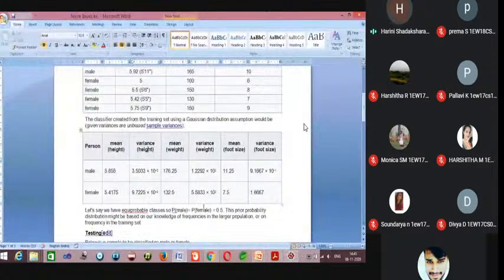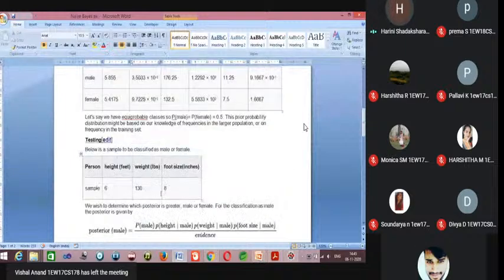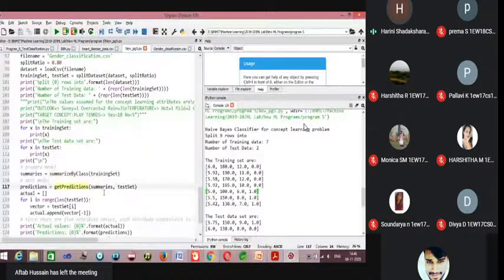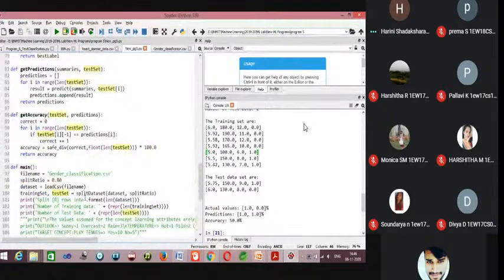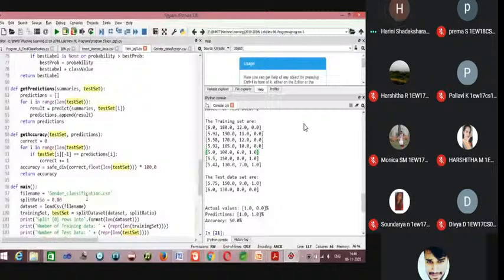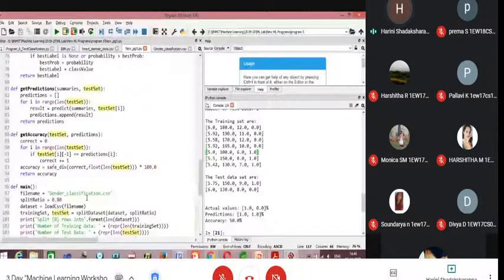Next, what we should do is take the new sample and calculate this. Correct? So now I'm going to get predictions. I need the summaries, the table I have developed. I need the test set. Test set means new data. These two, last two rows. Okay? So that will be sent to your get prediction. Come to get prediction. In get prediction, summaries and test set.